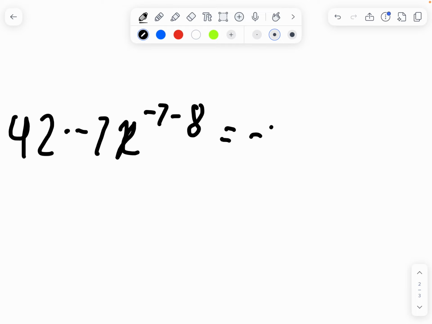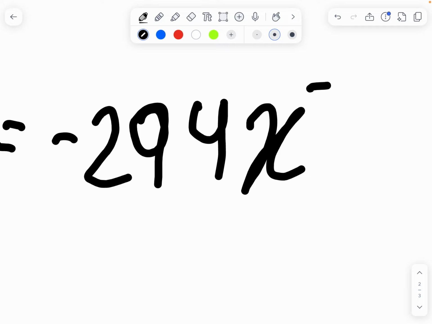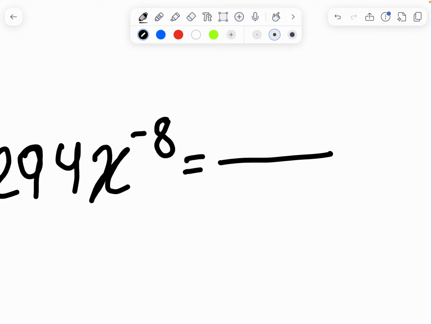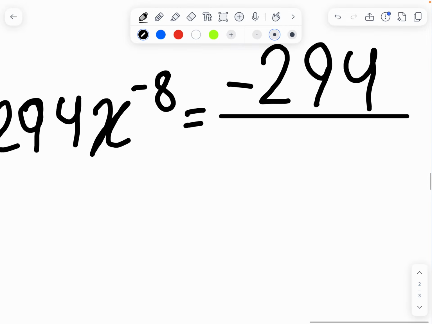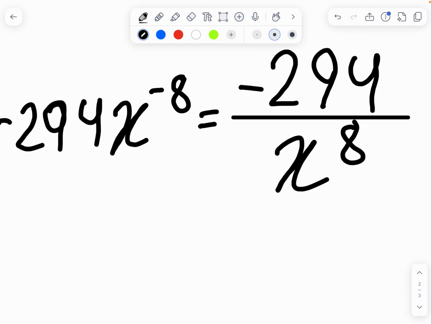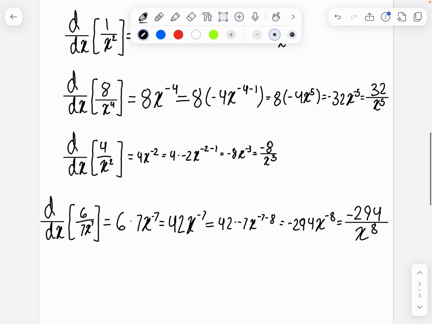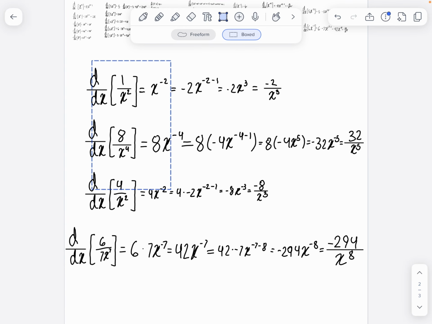So this equals negative 294 times x to the power of negative 8. And this would equal... and that is how you do derivatives of rational functions. Okay.